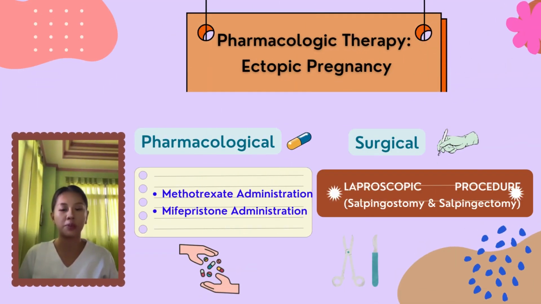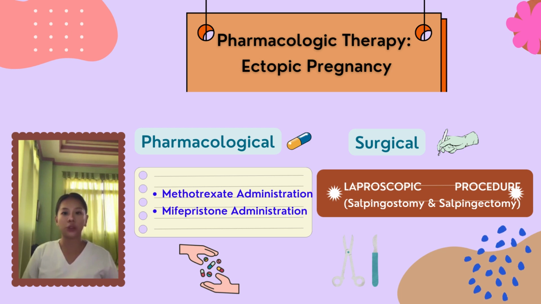Pharmacologic therapy. The therapy of an ectopic pregnancy depends on whether the woman is symptomatic or asymptomatic, or whether the ectopic is ruptured or unruptured.